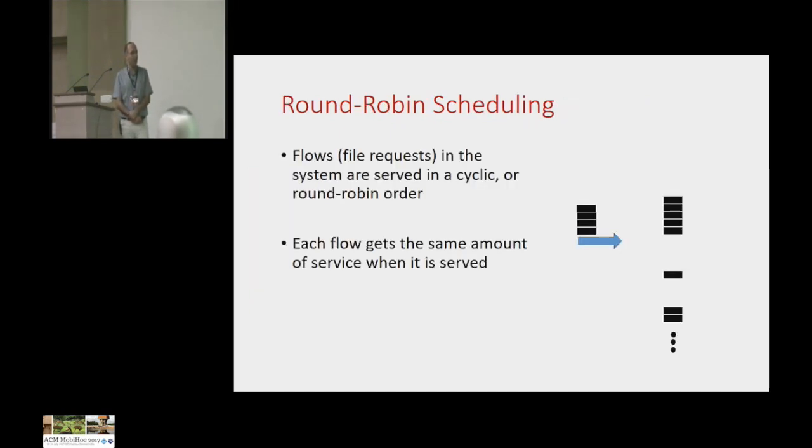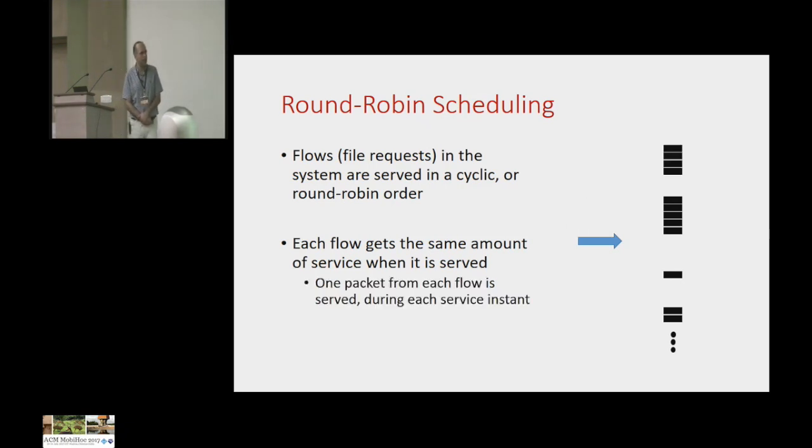Round-robin scheduling in that context is widely used and also has very nice features in terms of fairness and insensitivity. So what happens here is the flows, or so-called file requests, are coming and they're served in a sort of cyclic fashion until they're done and they just leave the system. In that respect, each flow that's in the system at the time gets the same amount of service, and it's shared through this cyclic fashion, where one packet from each flow is served during the service instance.